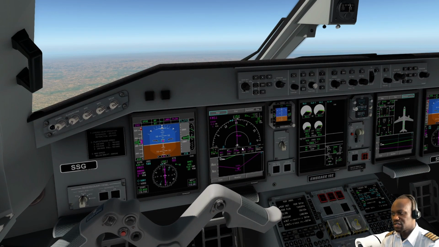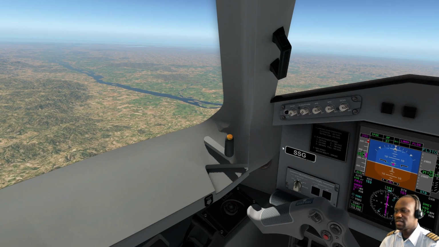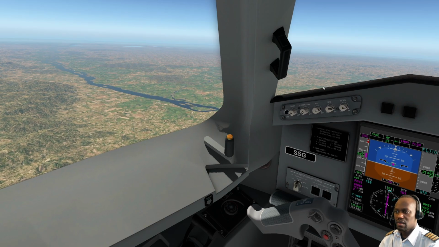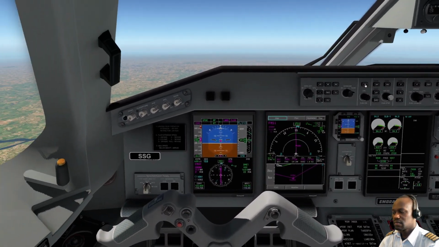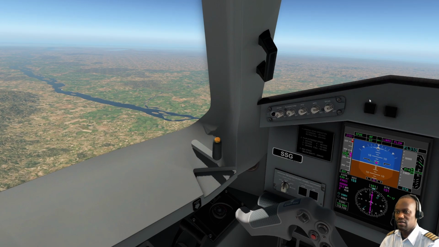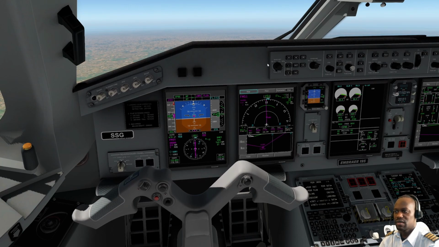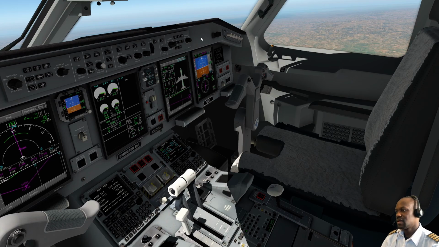So we are approaching position GATBA. Position GATBA is where the Lusaka FIR ends and we get into the Harare FIR. If you can see on the ground, that's the River Zambezi. The River Zambezi is the boundary between Zambia and Zimbabwe, Zambia being called Northern Rhodesia and Zimbabwe being called Southern Rhodesia in the colonial days, ages ago.